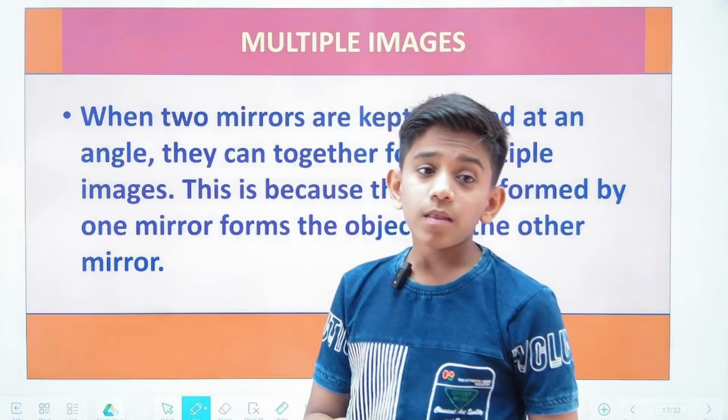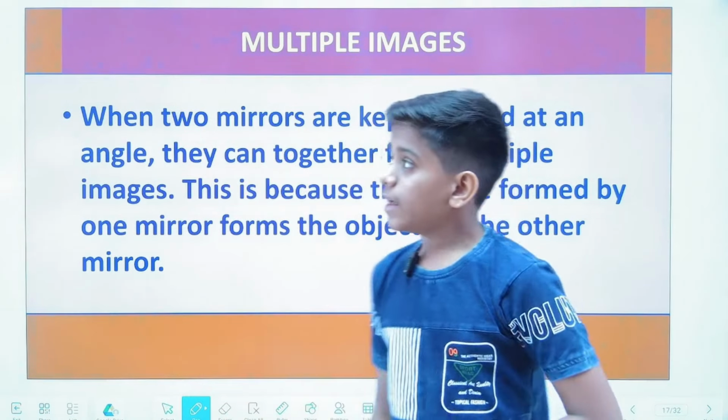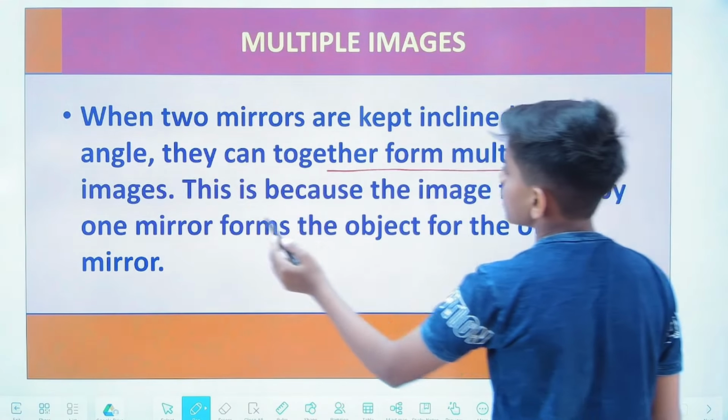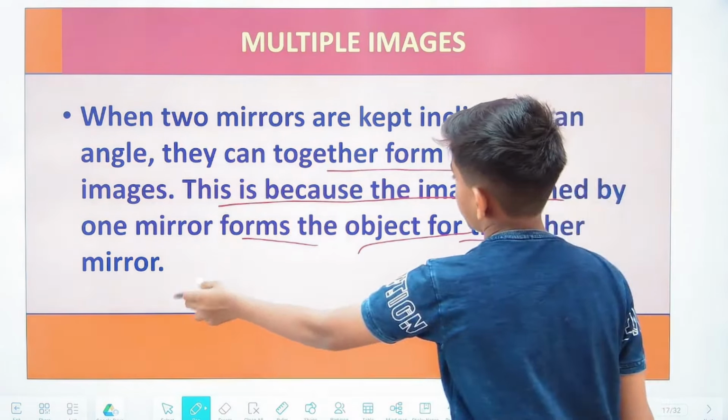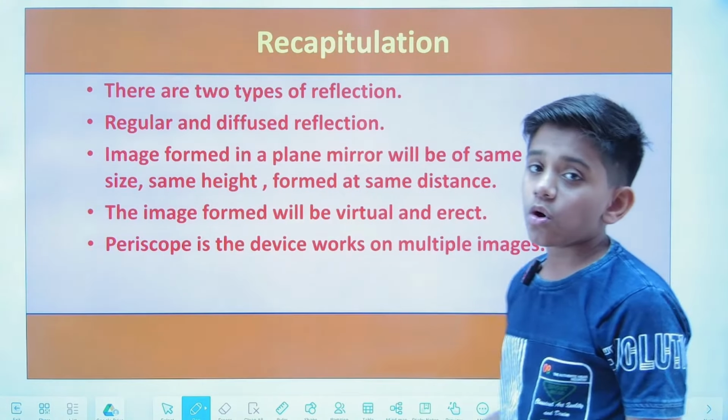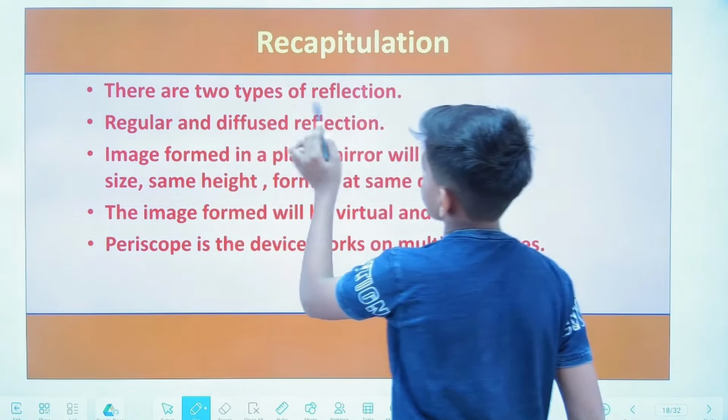Multiple images. When two mirrors are kept inclined at an angle, as we have seen, they can together form multiple images. This is because the image formed by one mirror forms the object for the other mirror. Recapitulation. So what do we summarize? We say that there are two types of reflection, regular and diffused reflection.